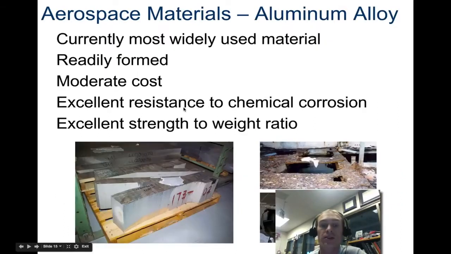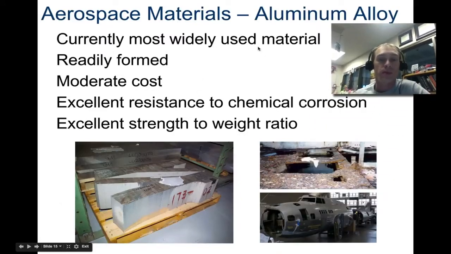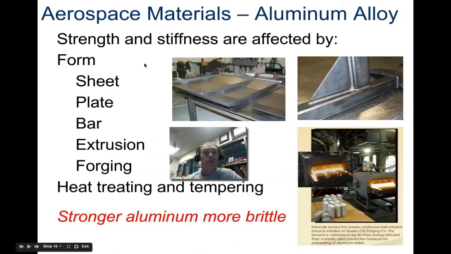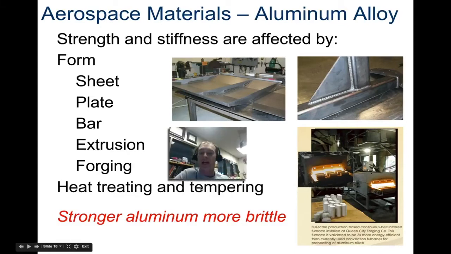Pure aluminum is relatively soft, so through lots of materials testing, they realized they needed to make it an alloy, which means mixing different kinds of metals. So again, it's readily formed. It's at a moderate cost, and there's good resistance to chemical corrosion and very good strength to weight ratio. So strength and stiffness are affected by the form of it. If it's a sheet, a plate, bar, extruded, if it's forged, and heat treating and tempering can help affect some of these things too. Stronger aluminum is typically more brittle, and again, that just means that it won't deflect very much until it actually fails and snaps altogether.